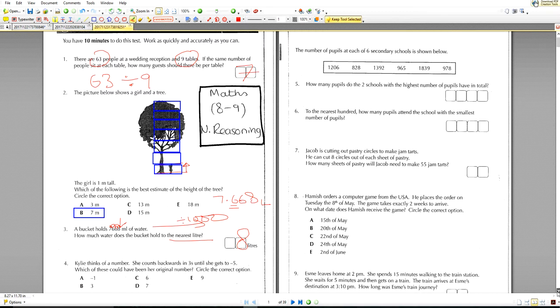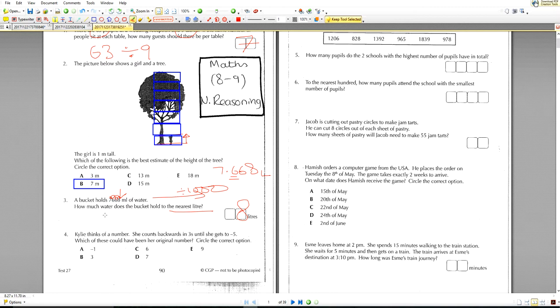Next question. Question number 4. Kylie thinks of a number. She counts backward in 3s. She keeps going until she gets to -5. Which of these could have been her original number? For question number 4, she's got to get to -5, and the answer here is D, which is 7.